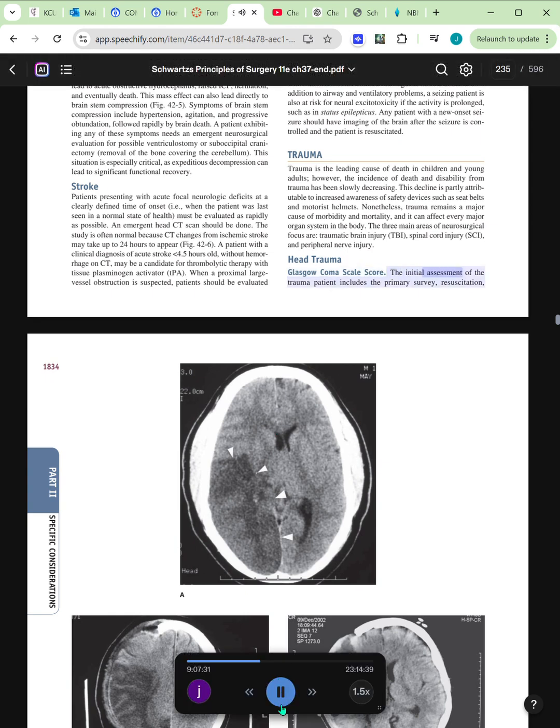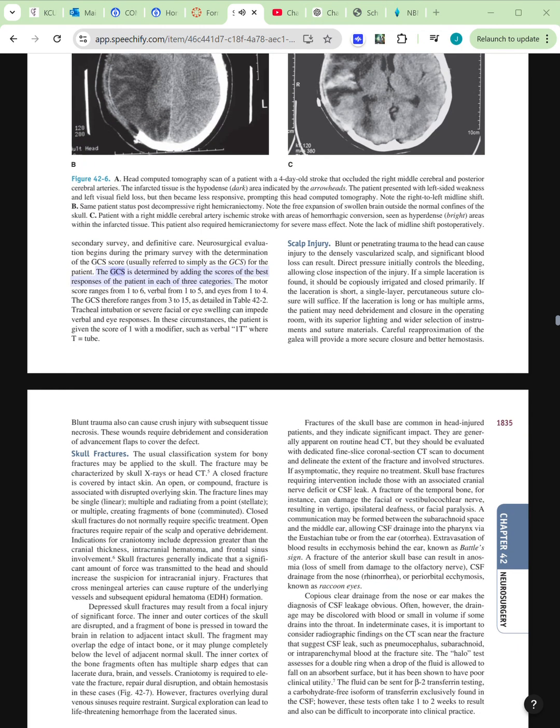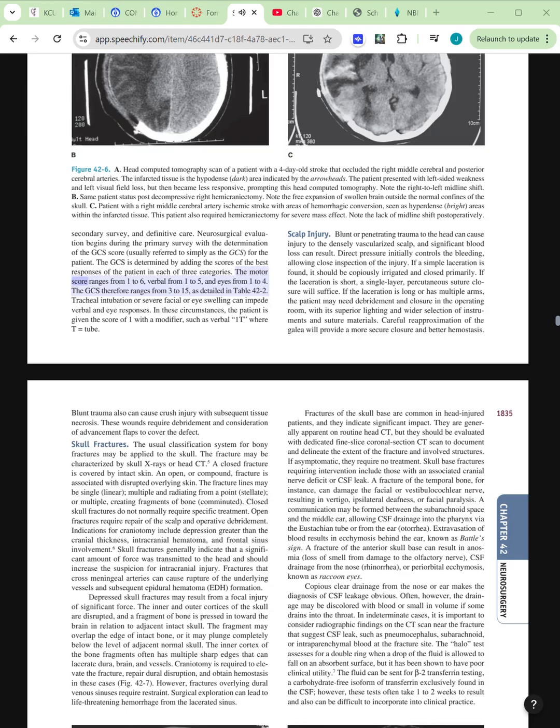Head trauma, Glasgow Coma Scale score. The initial assessment of the trauma patient includes the primary survey, resuscitation, secondary survey, and definitive care. Neurosurgical evaluation begins during the primary survey with the determination of the GCS score for the patient. The GCS is determined by adding the scores of the best responses of the patient in each of three categories. The motor score ranges from 1 to 6, verbal from 1 to 5, and eyes from 1 to 4. The GCS therefore ranges from 3 to 15, as detailed in Table 42-2.